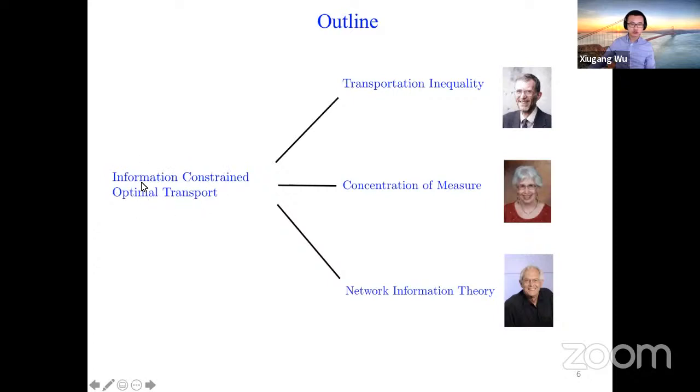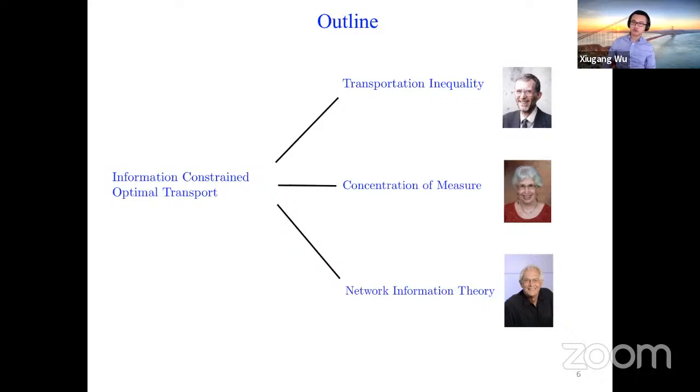Basically, we'll introduce a new optimal transport setup, which we call the information constraint optimal transport. What we'll first do is derive the so-called transportation inequality that upper bounds the transportation cost under this new setup. And it turns out that our new transportation inequality strengthens and generalizes the celebrated Talagrand transportation inequality.